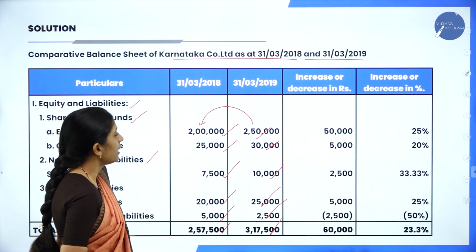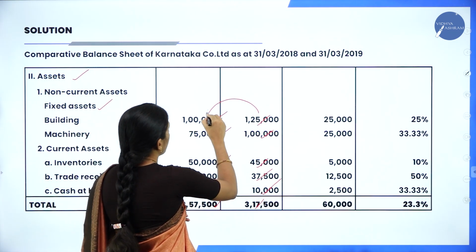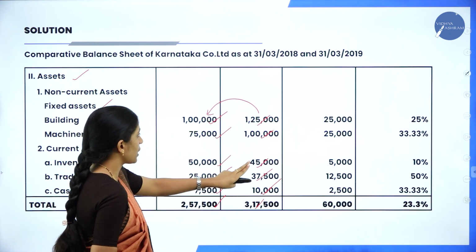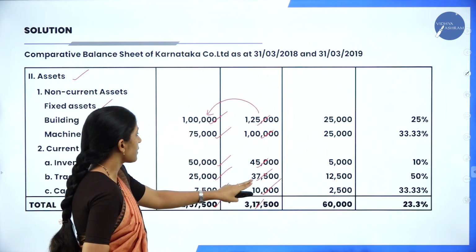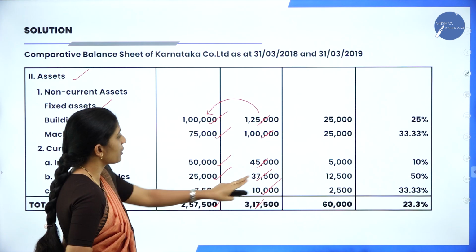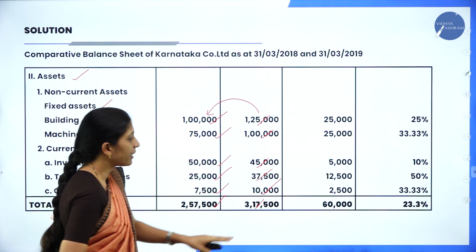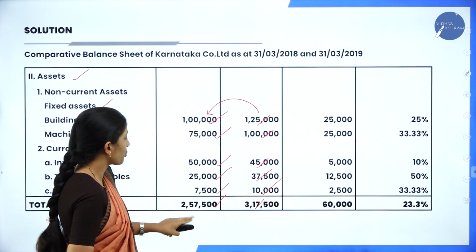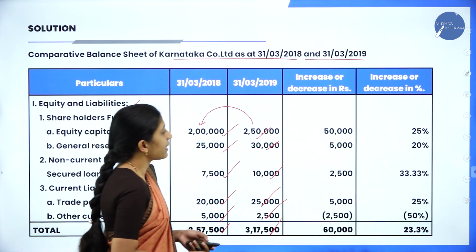In the same way, now assets. 1 lakh 25 minus 1 lakh, that is 25,000. 1 lakh minus 75,000, 25,000. 45,000 minus 50,000, minus 5,000. 37,500 minus 25,000, 12,500. 10,000 minus 7,500, that is 2,500. 3,17,500 minus 2,57,500, 60,000. Now how do you get the percentage?